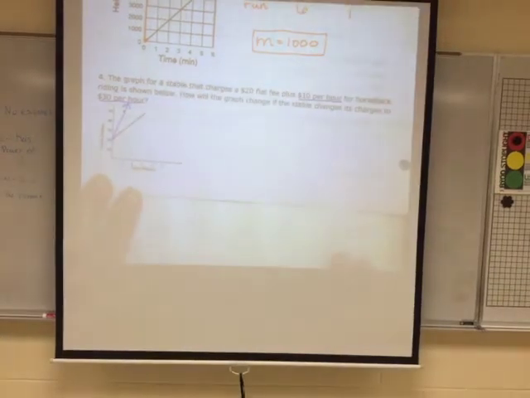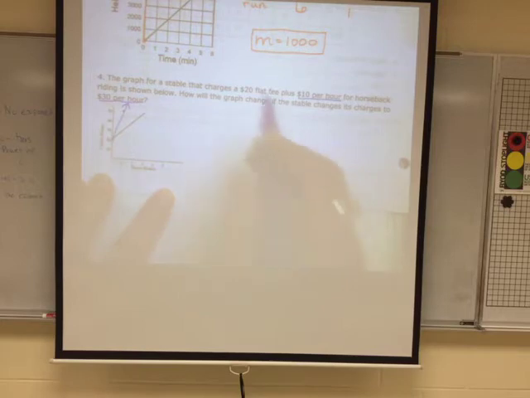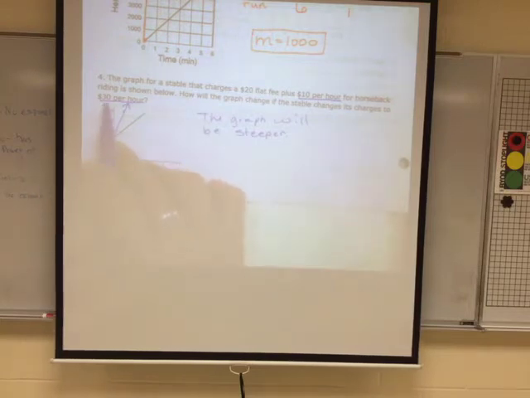So that increases my slope so that the line is steeper. So the graph will be steeper. Remember, the bigger the number for your slope, the steeper the line.